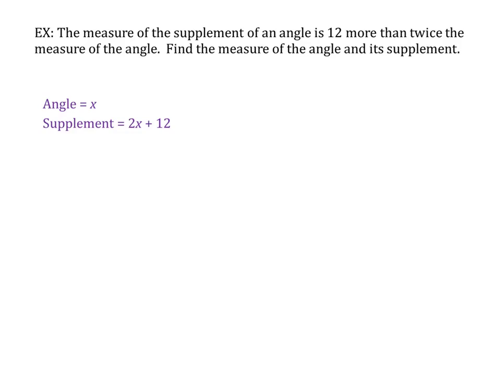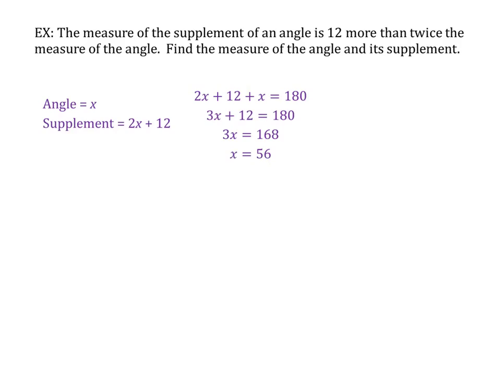We know that if two angles are supplementary, that means they add up to 180 degrees. So we can say that 2x plus 12 plus x equals 180 degrees. All we have to do is solve. So we have two like terms. I can combine them and say 3x plus 12 is equal to 180 degrees. Then I'm going to subtract 12 from both sides, and I'll have 3x is equal to 168. And then when I divide both sides by 3, I find that x is equal to 56.